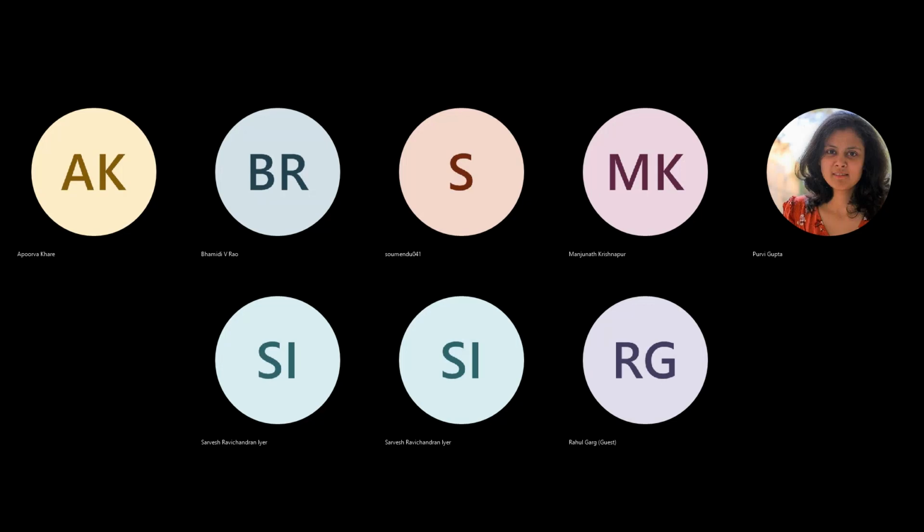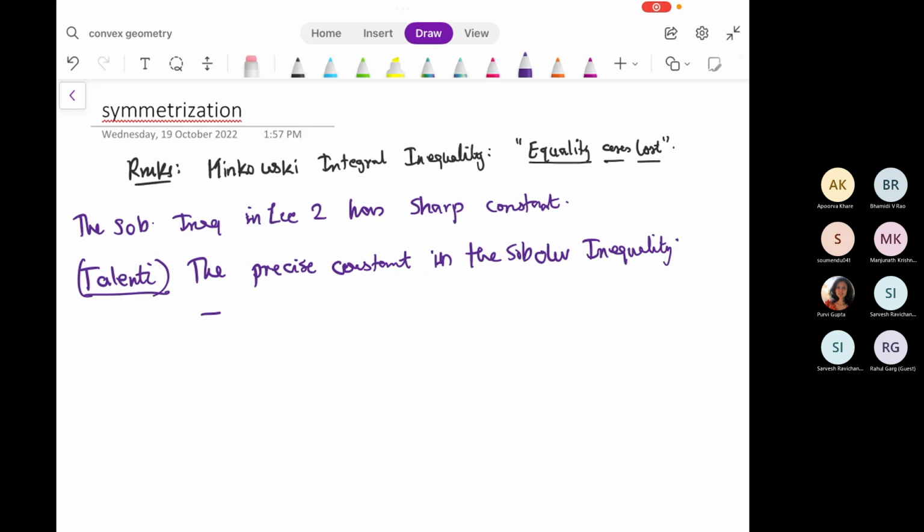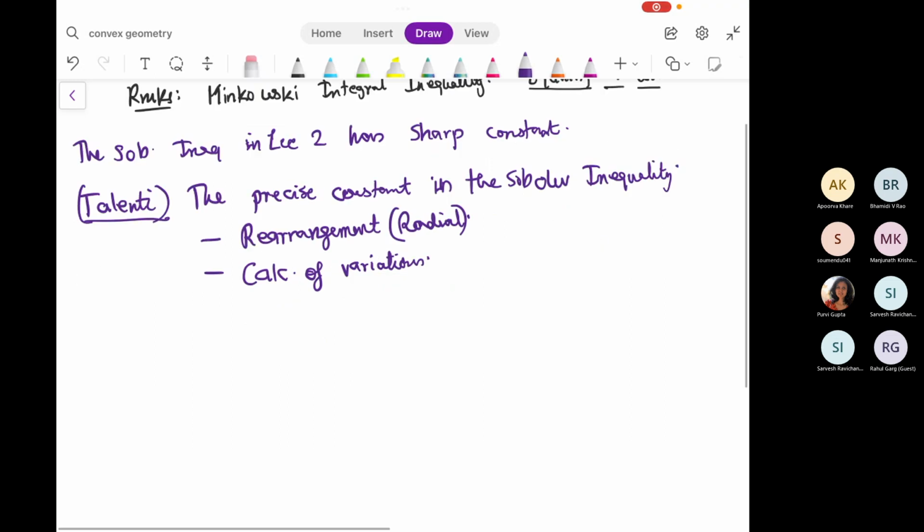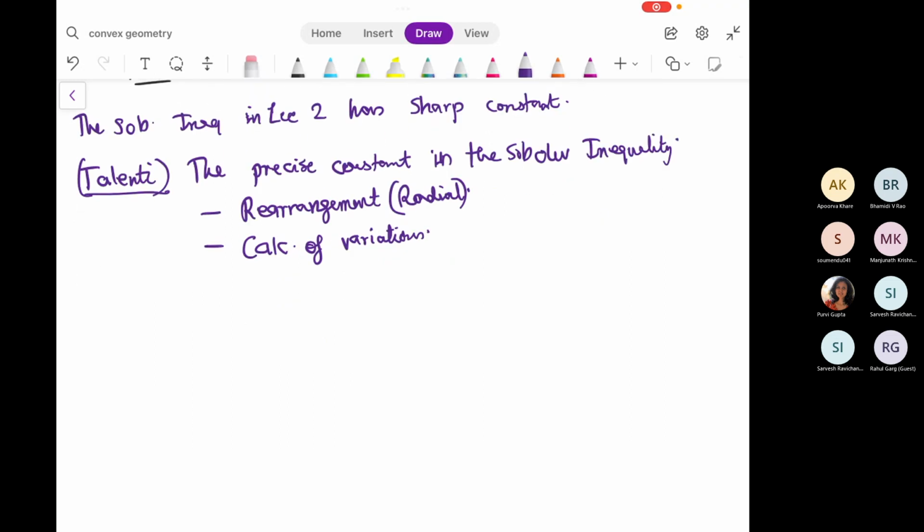Equality cases are found, essentially speaking, using two different tools. The first tool is something called rearrangement, where you take any function and radially rearrange it, and you can show that under radial rearrangement the Sobolev inequality improves. The other is, once you show that your minimum is obtained by a spherical or radially symmetric function, you may then use the calculus of variations to, for example, find out what that function is. Now, it turns out that this much works for the Sobolev inequality.